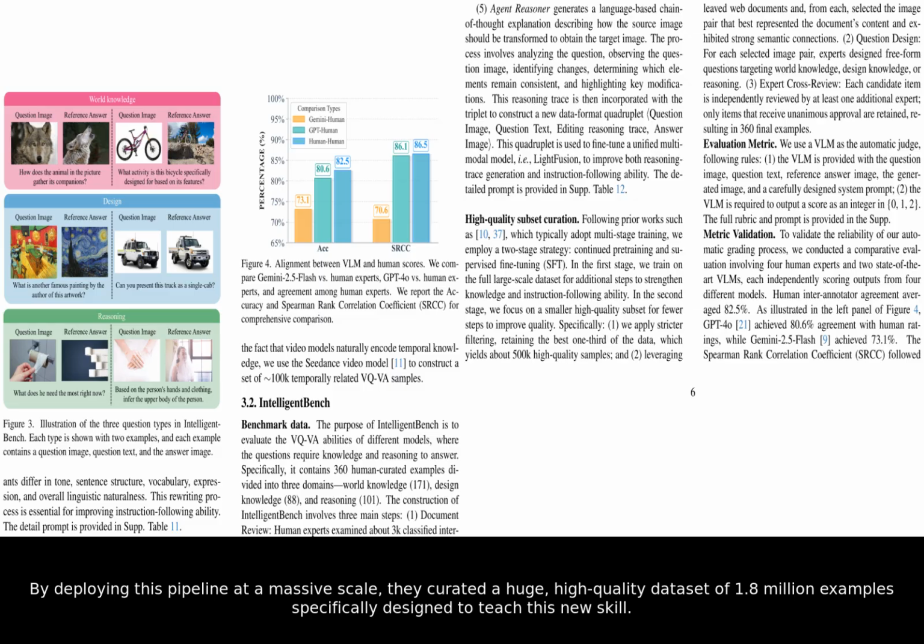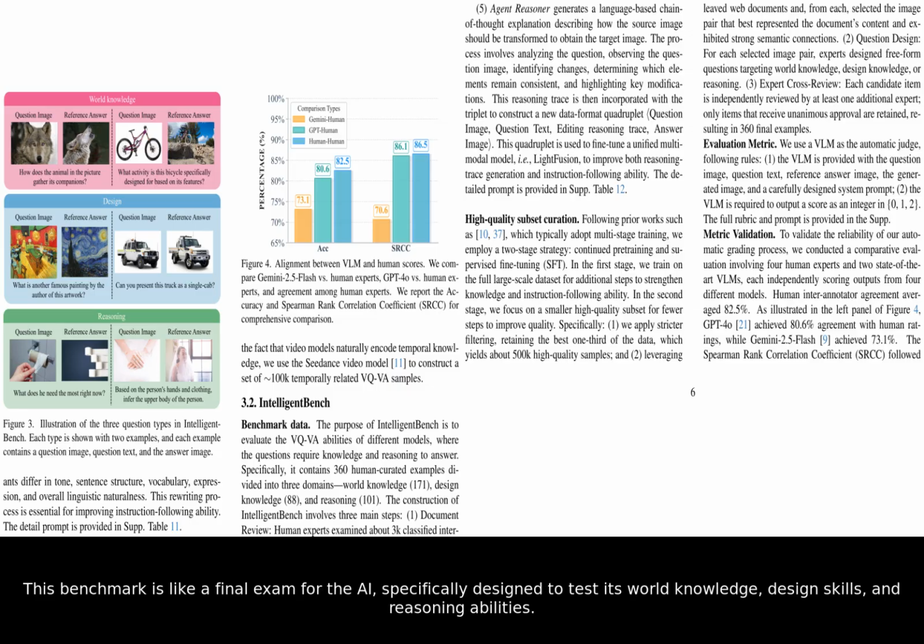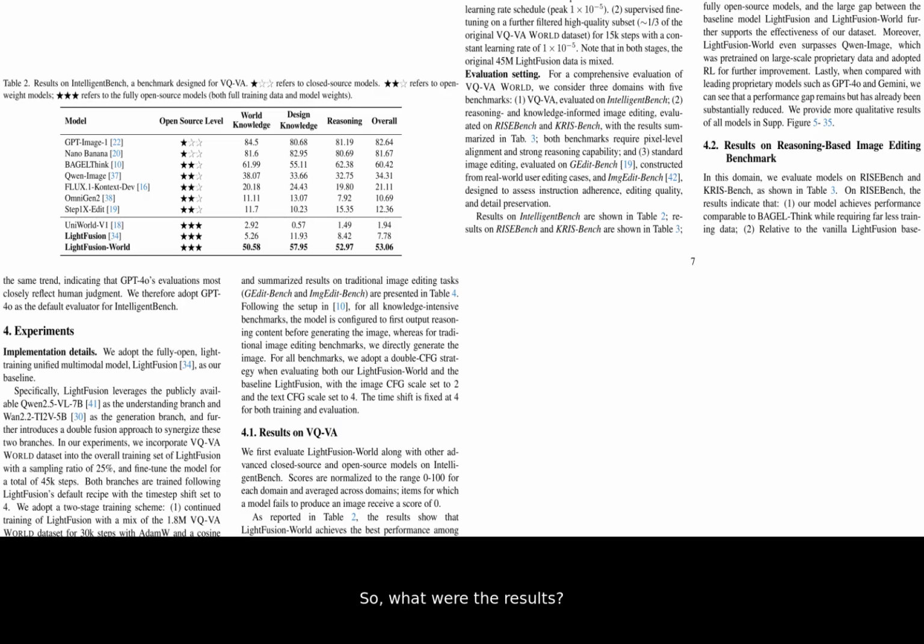By deploying this pipeline at a massive scale, they curated a huge, high-quality dataset of 1.8 million examples specifically designed to teach this new skill. To properly test their results, they also created a new human-curated benchmark called Intelligent Bench. This benchmark is like a final exam for the AI, specifically designed to test its world knowledge, design skills, and reasoning abilities. So, what were the results?